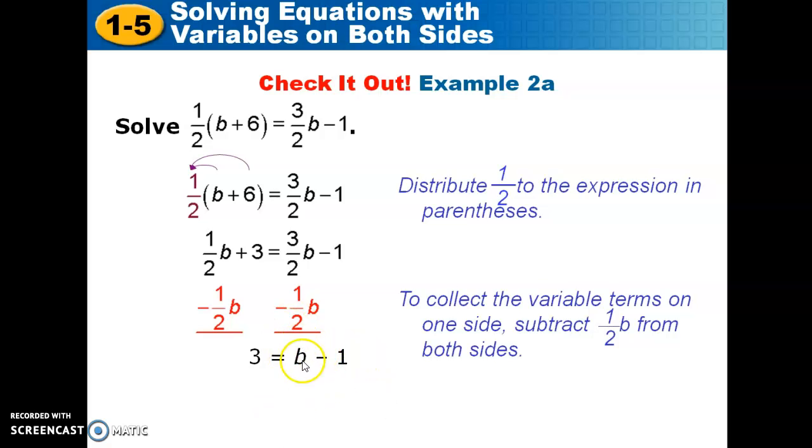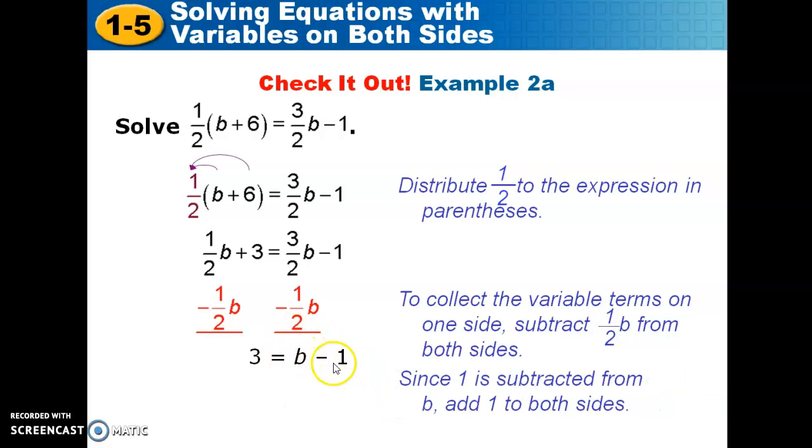So this becomes a b. Look how pretty that is. That ends up being super pretty and easy, right? Okay, so now I'm going to do the inverse of minus 1. I'm going to add 1 to both sides, and I get b equals 4. Okay, so that's how you solve equations with variables on both sides.